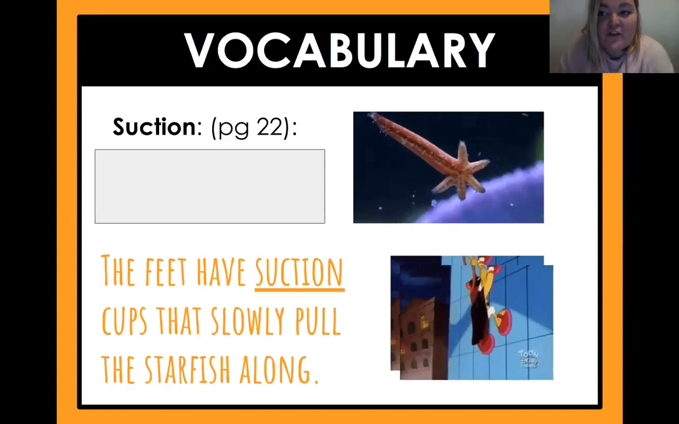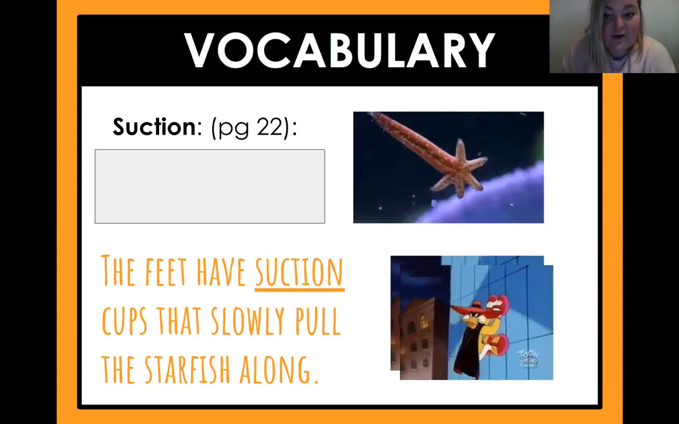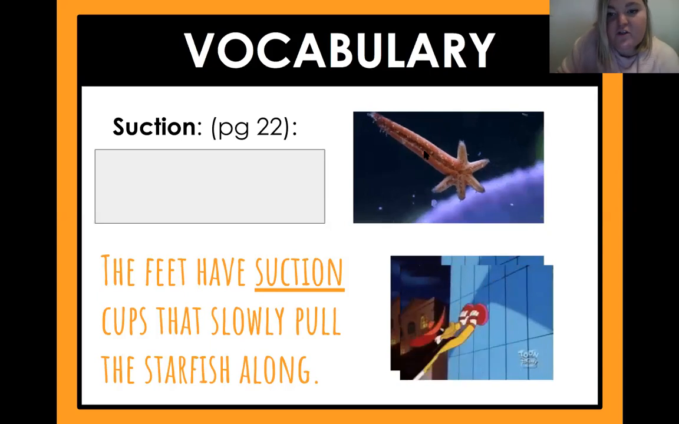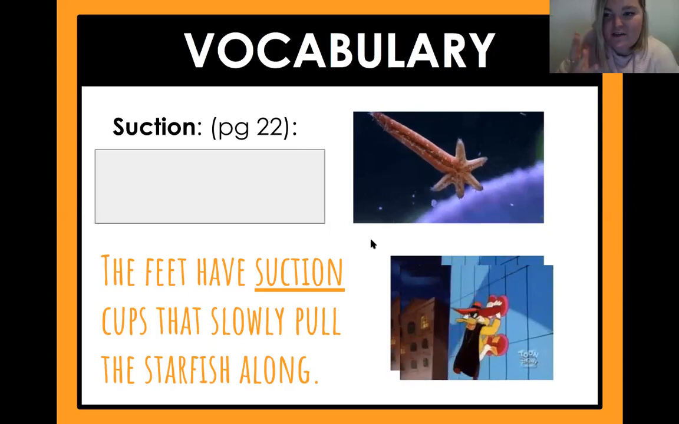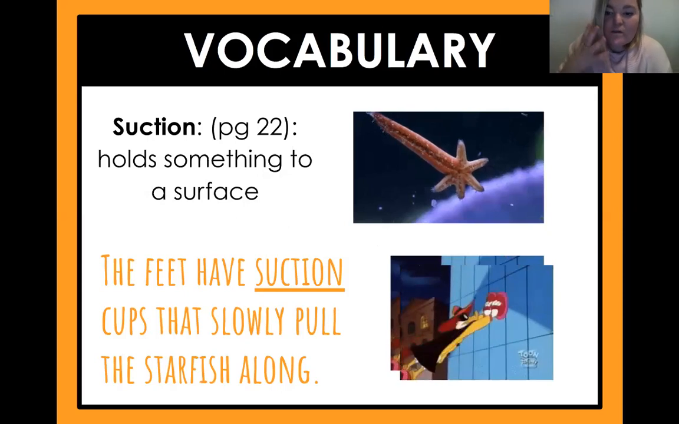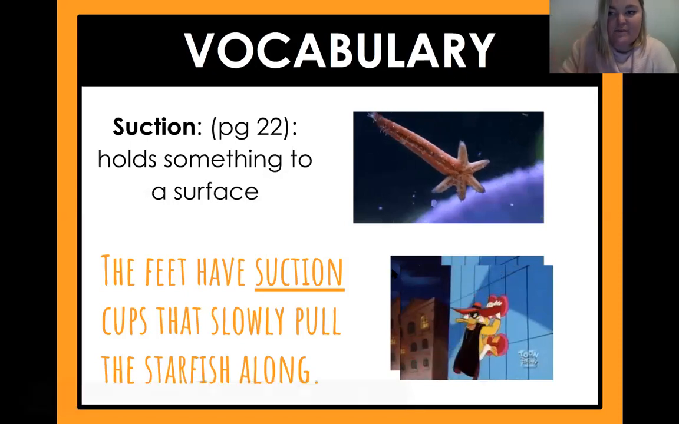Vocabulary. The first word is suction. If you see those videos, there's 2 different things that are having suction there. The feet have suction cups that slowly pull the starfish along. You see those little suction cups pulling it along? So what does suction mean? Yes, it holds something to the surface. So this guy right here, he's holding those onto the wall to get him up the wall.